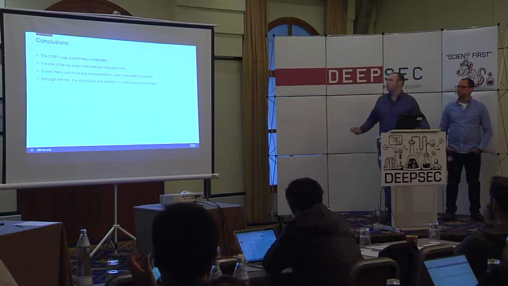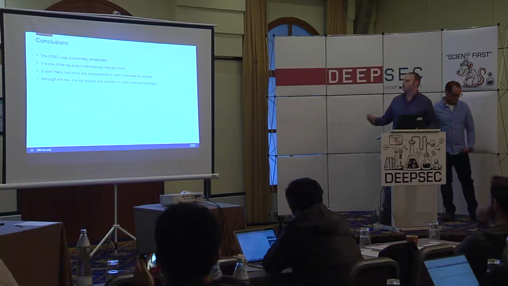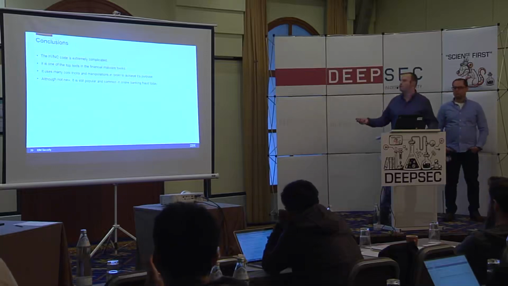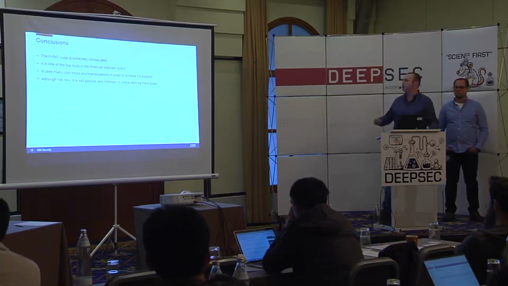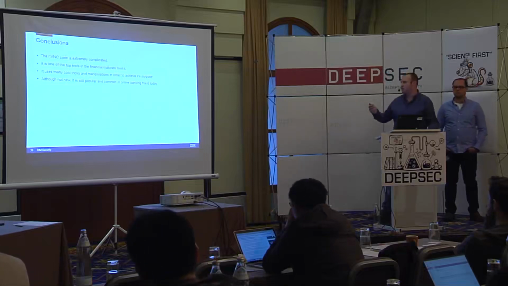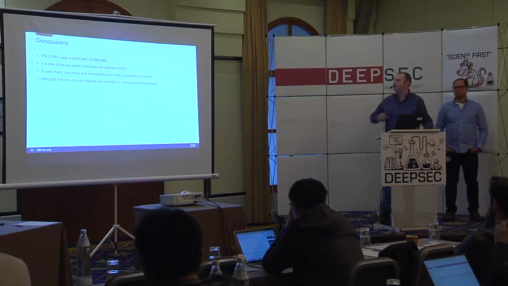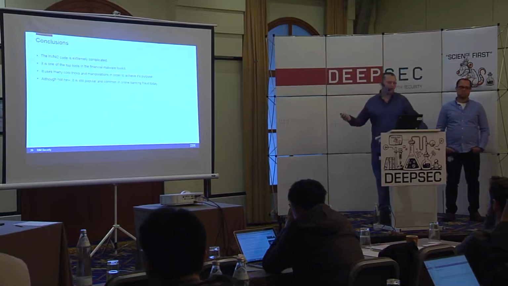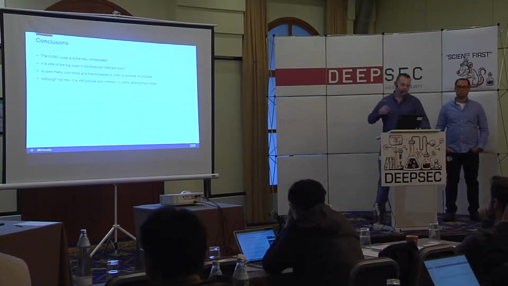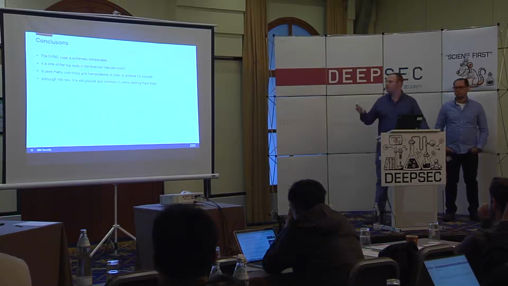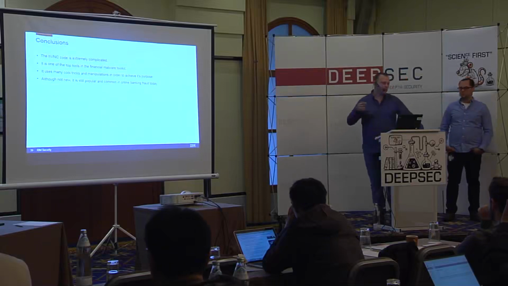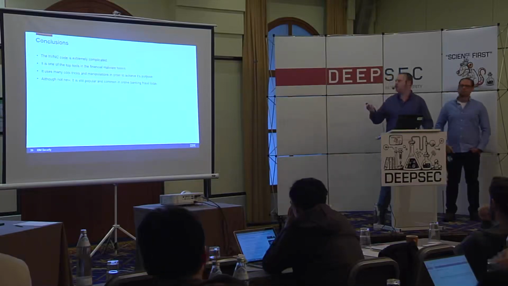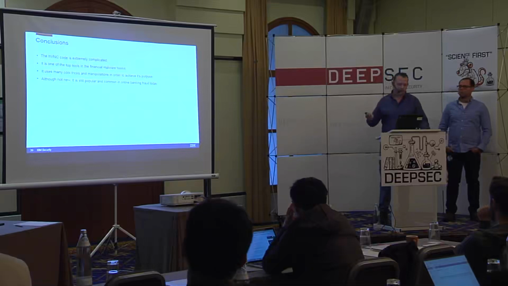So to conclude, the hVNC code is extremely complicated. There are many things to consider. There are registry hooks. You must implement the whole window manager for the other desktop because the user can't interact with 2 desktops at the same time on Windows. It is one of the top tools in the financial malware toolkit. It uses many tricks and manipulations to achieve its purpose. And although it's not new, it's still popular and common today in the online banking fraud landscape.